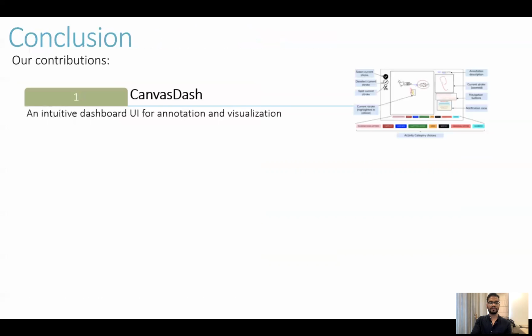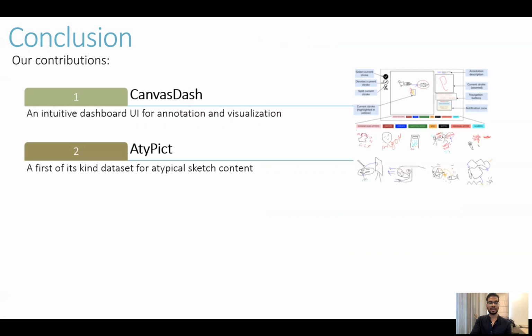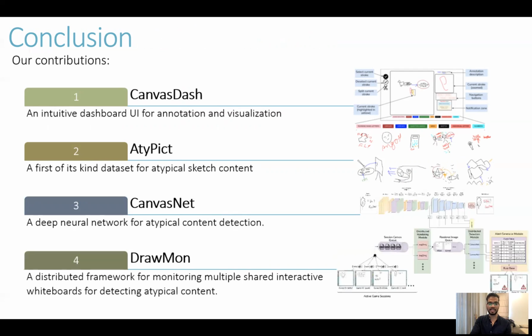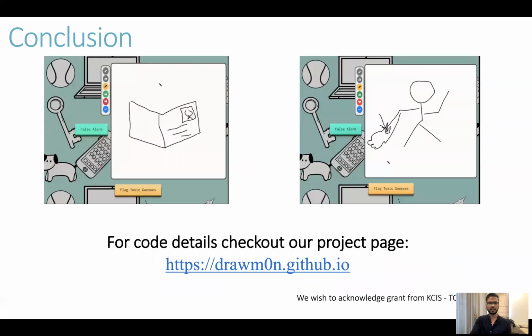In conclusion, here are our 4 contributions. First is Canvas Dash, which is an annotation and visualization tool. The second is Atypical, which is a dataset for atypical sketch content. Then we have our CanvasNet for atypical content detection. Finally, we present DrawMon, which is a framework for monitoring multiple shared interactive whiteboard activities.